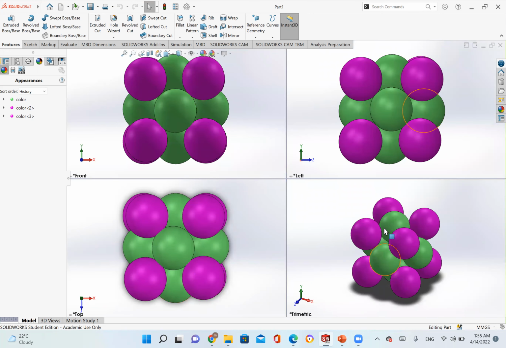So this is the trimetric one. This is the top view of it. So this atom is this one, this one, this one, and this atom is this one, and of course this one is this one in the middle. This is the front, and this is the view from the left. So it's a really good thing to have different views to study the structures.